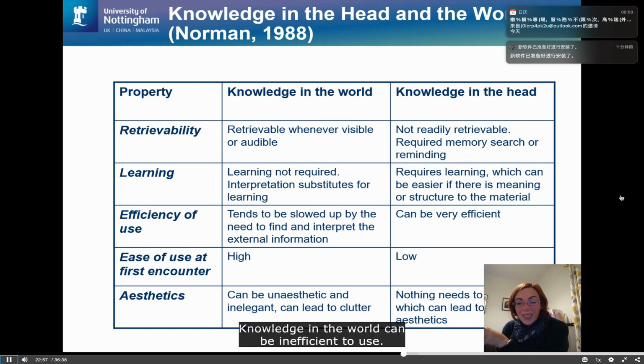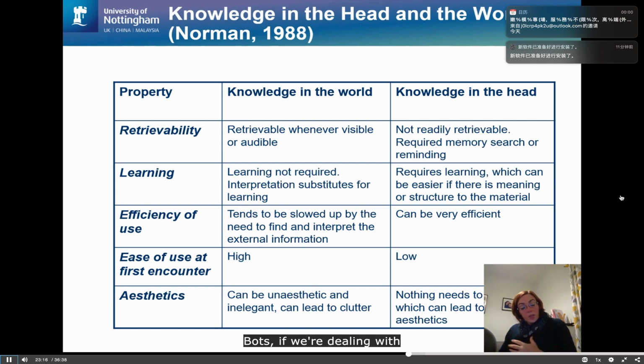Knowledge in the world can be inefficient to use. If we have to search through, find and interpret external information, then knowledge in the world can be really cumbersome and can delay us in completion of tasks. And knowledge in the head can be very efficient. But if we're dealing with a task which is really, really well designed, an example I might say is buying a train ticket at the railway station, those sorts of tasks are very well designed. There are often cues that take you through the different stages of the task.